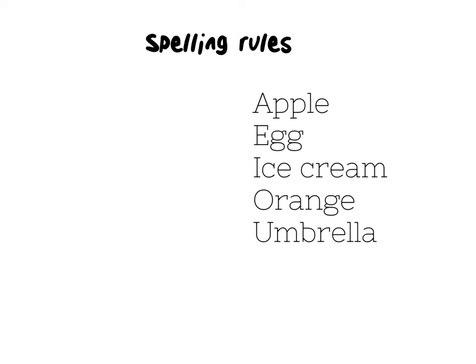Today we're going to learn about one of the spelling rules that you need to know as a writer, whether or not we use an or a. Before we can do that, we need to understand our vowels. Our vowels are A, E, I, O and U.